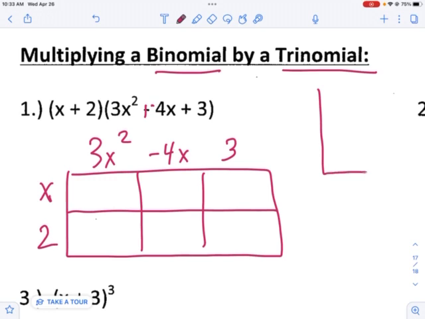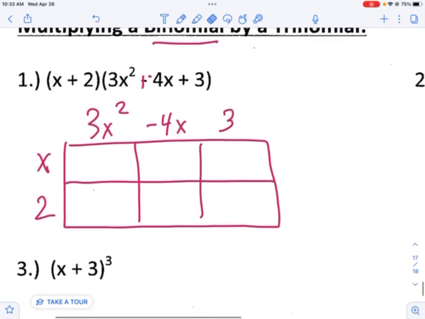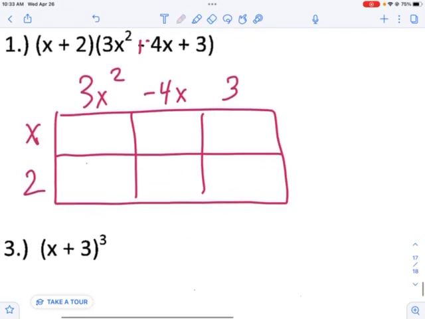Now, some of you may write a 2 by 3 box this way. And that's totally fine as long as you have the x and the 2 up above. And you can have 3x squared, negative 4x, and 3. You should get the same exact answer. Okay? But I'll be doing mine this way. And now with the same process, x times 3x squared is 3x to the 3rd power.